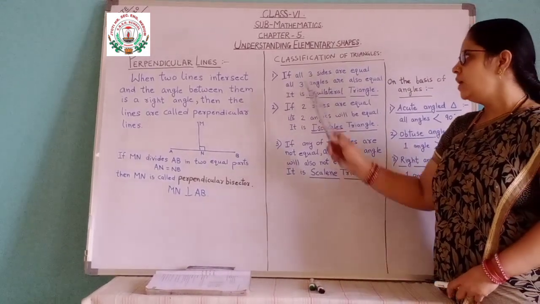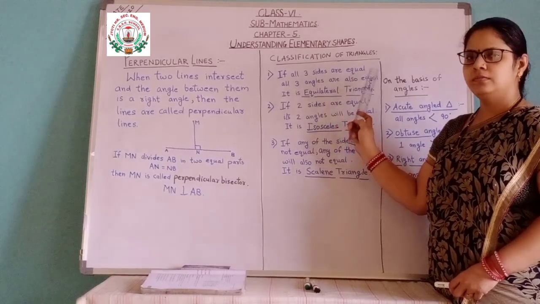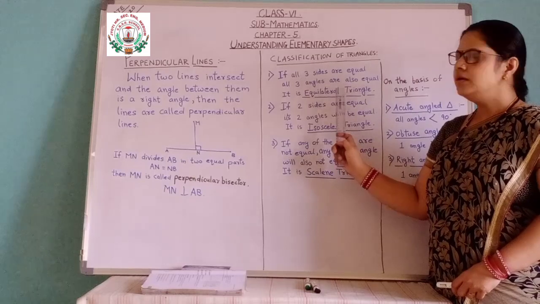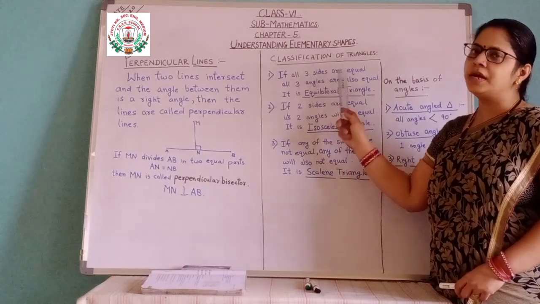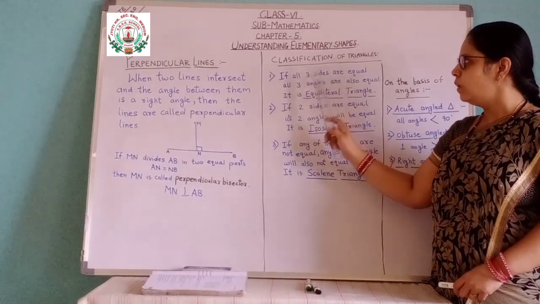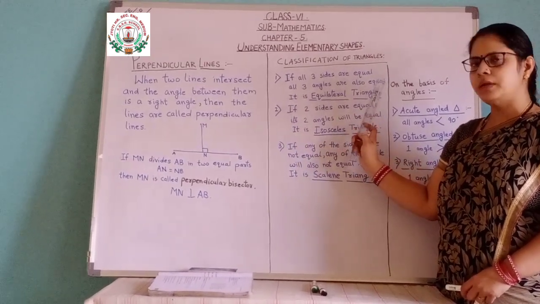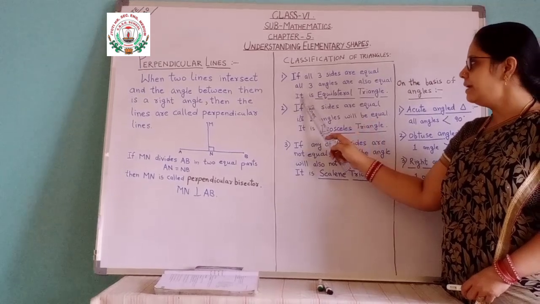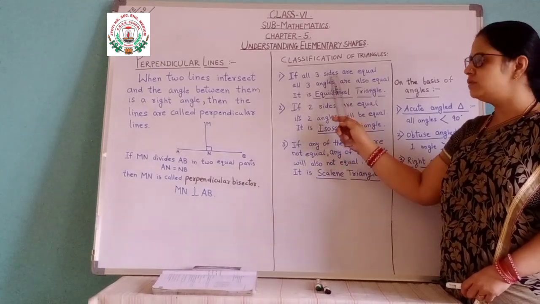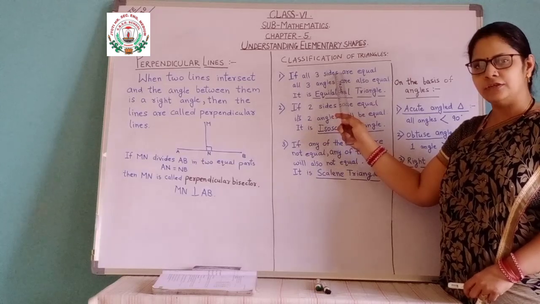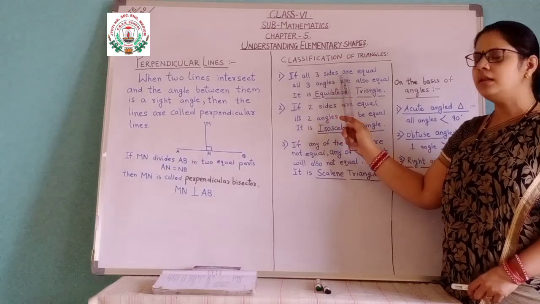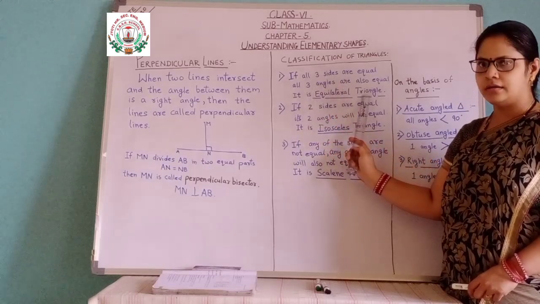Again repeating, if all the three sides are equal, then it is called an equilateral triangle. If all the three sides are equal, definitely all the three angles will also be equal. Then that kind of triangle is called an equilateral triangle. It is on the basis of the sides, because sides we are talking. So it is on the basis of sides. If all the three sides are equal, it is called an equilateral triangle.